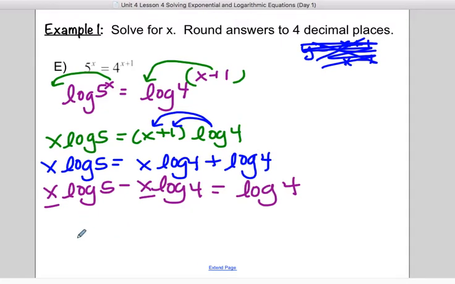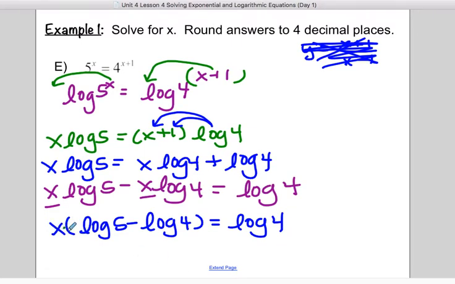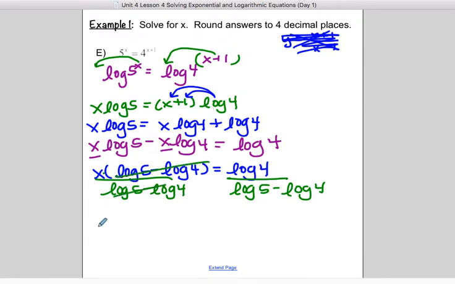We factored, so I'm going to factor out an x. X log of 5 minus log of 4 equals log of 4. And now it's x times all this, so I divide both sides by log of 5 minus log of 4. So x is equal to log of 4, and if I wanted to actually use my rules, I could put these back together. Subtraction, so it could be log of 5 divided by 4.